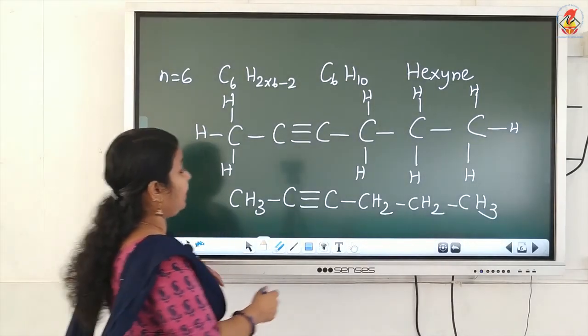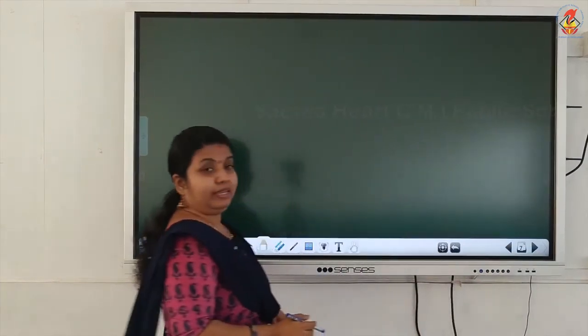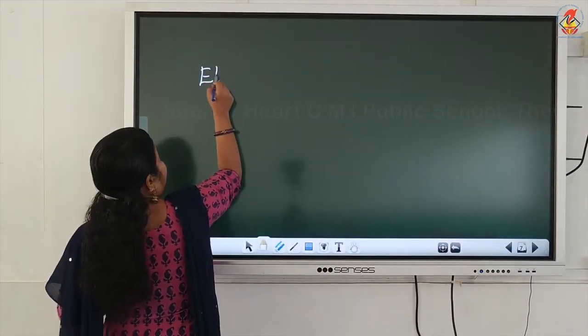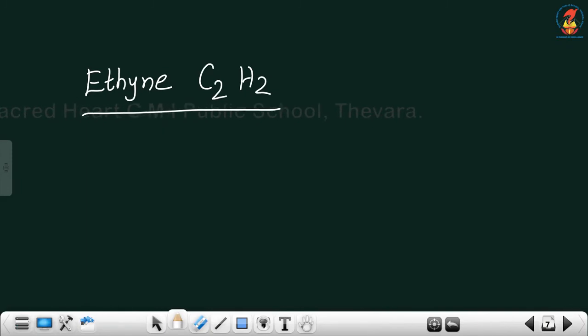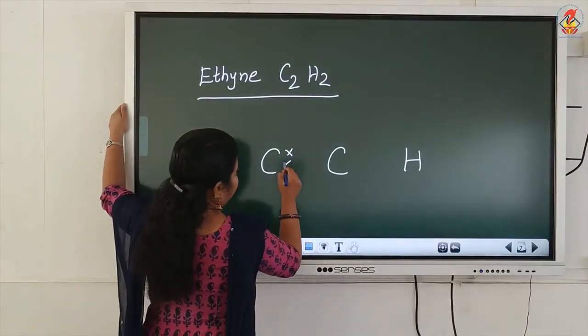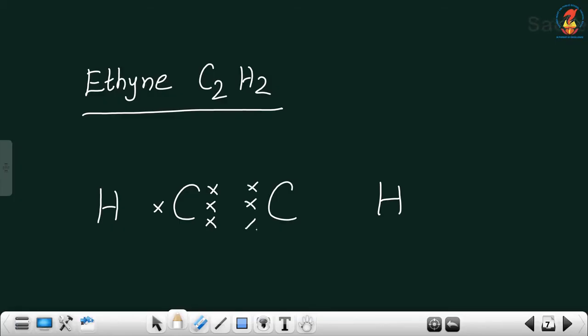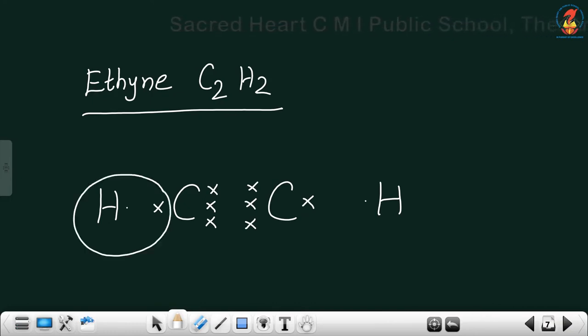Okay, the first 5 members of the alkyne series. Now we will write the electron dot structure of ethyne, the first member of this series, C2H2. 2 carbon atoms, and there are 2 hydrogen atoms also. So 2 carbons, 2 hydrogens. So each carbon atom has 4 valence electrons. Each hydrogen has 1 electron. So first we will write it for hydrogen.